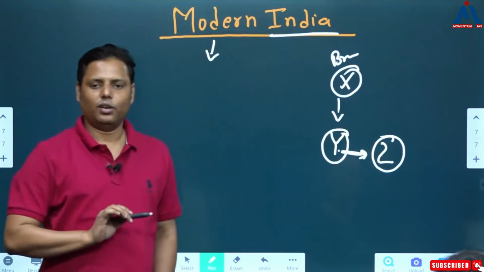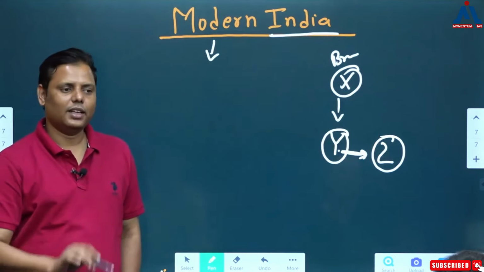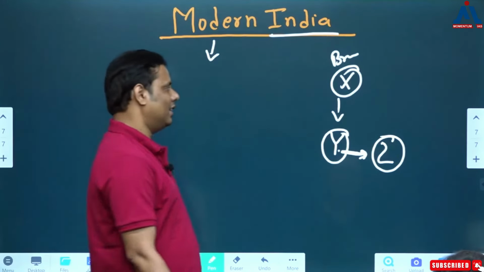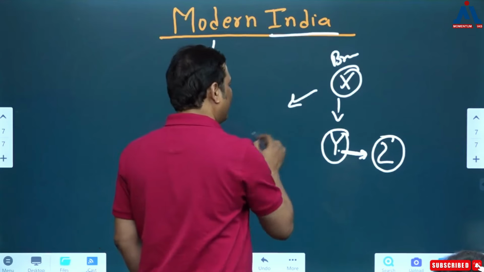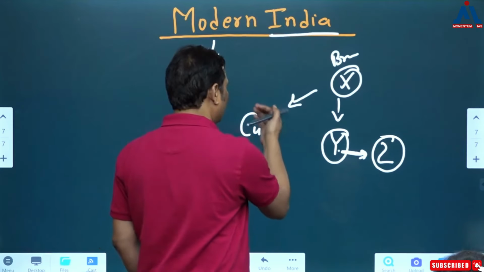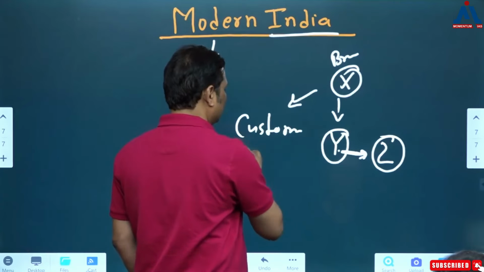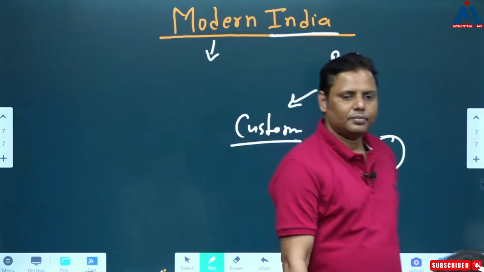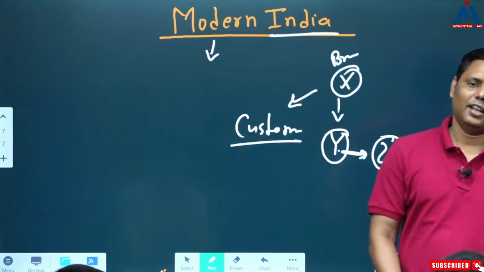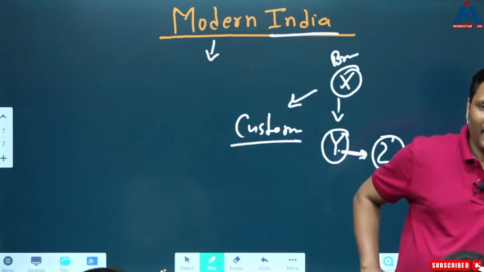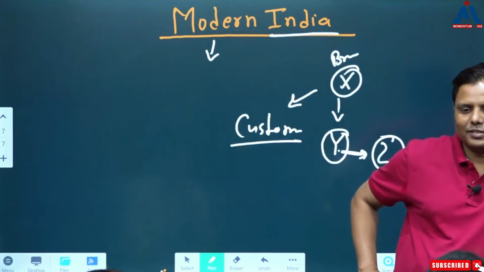X agrees in a moment. Yes, fine, you get married, there's no problem. But then there is a condition. And what is that condition? That the marriage would take place as per our own custom and other practices. Now you tell me, X is a modern fellow or not?